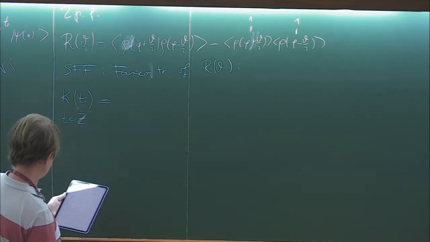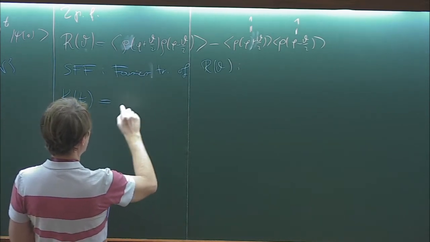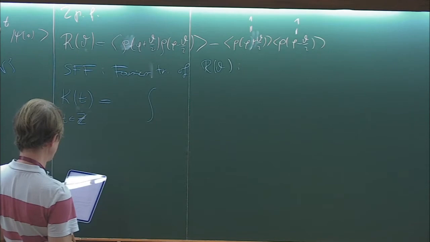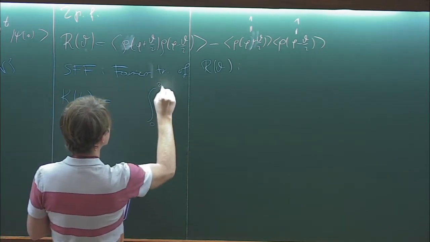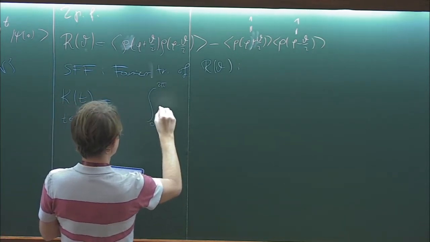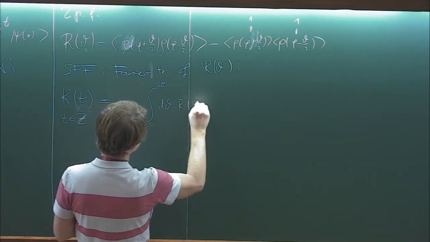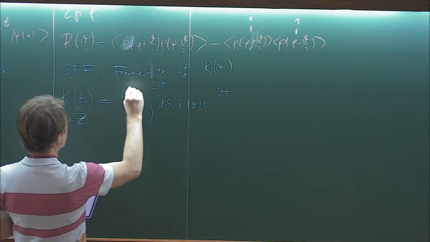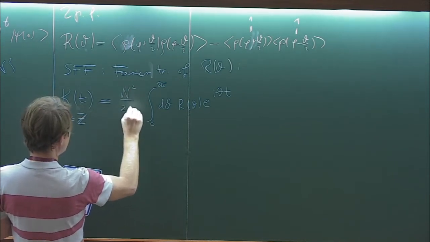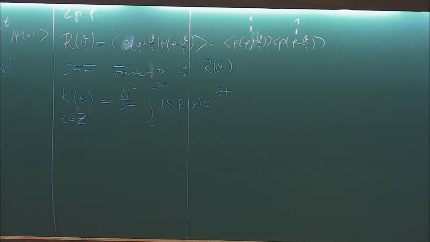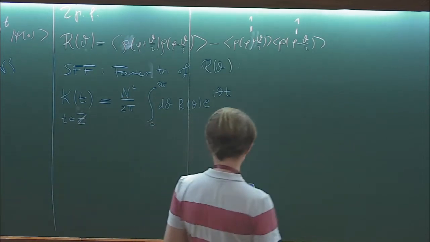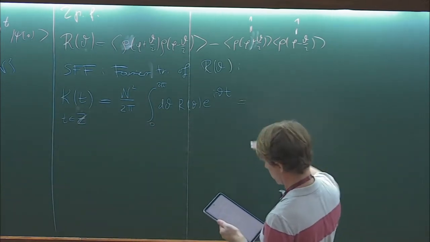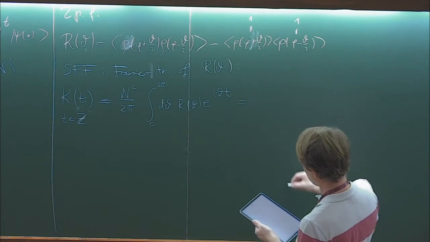K of t equals, and I will leave some space here to define a proper normalization, the integral from 0 to 2 pi of d theta, R of theta, e to the i theta t. And here I will just put N squared over 2 pi. It's a convenient normalization I can choose. It's probably not the most common one, but you will see it's convenient. The overall normalization factor doesn't really matter. So now let's do a simple calculation.